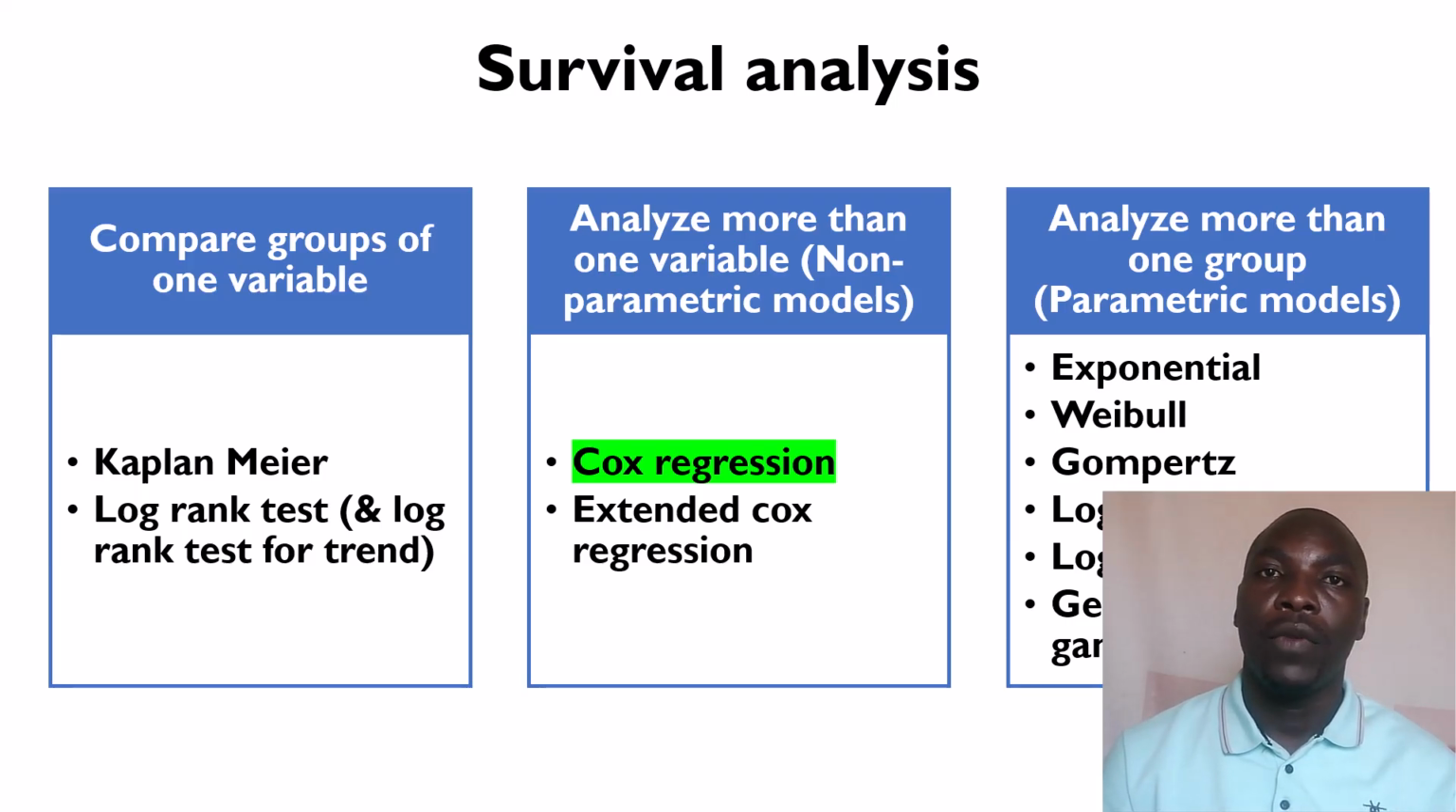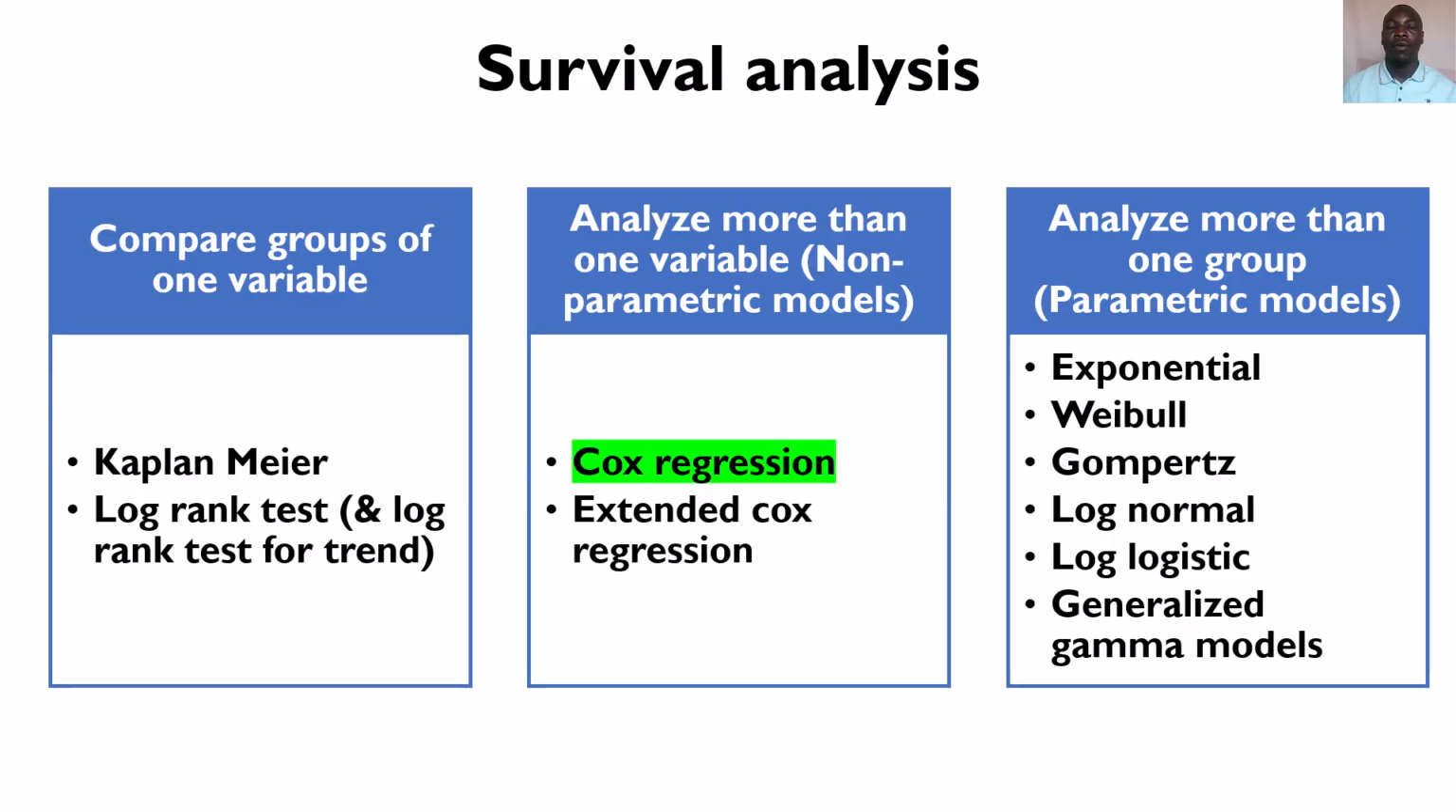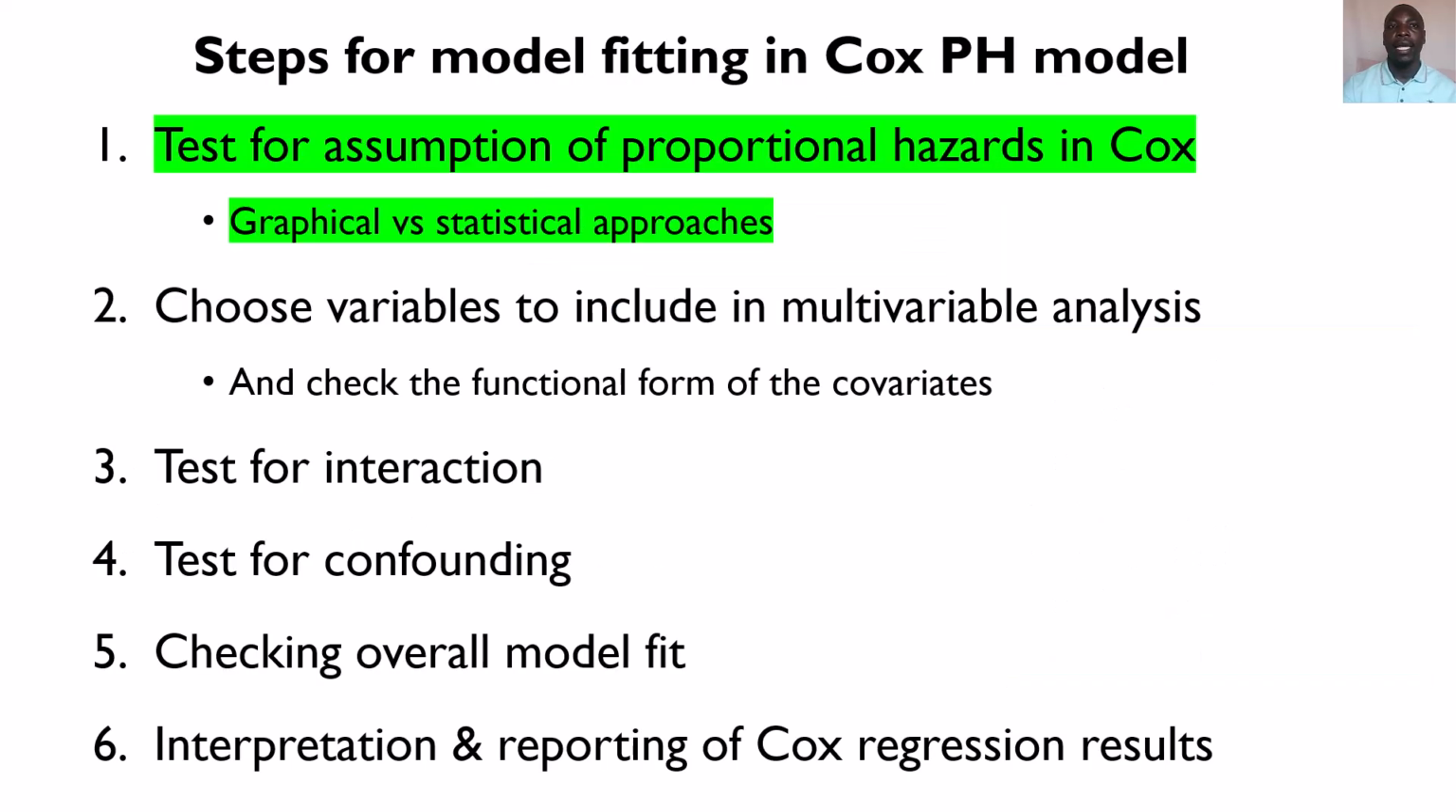It is a non-parametric model, and some books refer to it as a semi-parametric model because the baseline hazard is not defined, unlike the parametric models on the right, which we shall also be covering in our subsequent episodes. Our focus today is the Cox regression, and specifically we are going to test for the main assumption of Cox regression, which is the assumption of proportional hazards. We shall demonstrate how to use the graphical approaches and also the statistical approaches in testing this assumption.